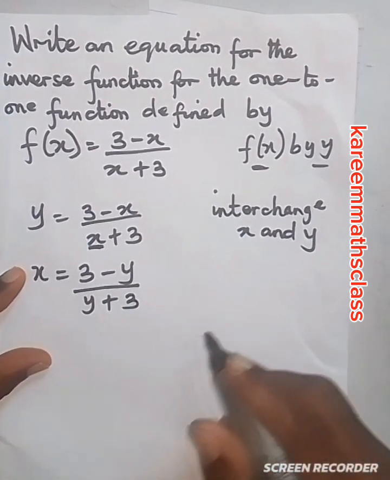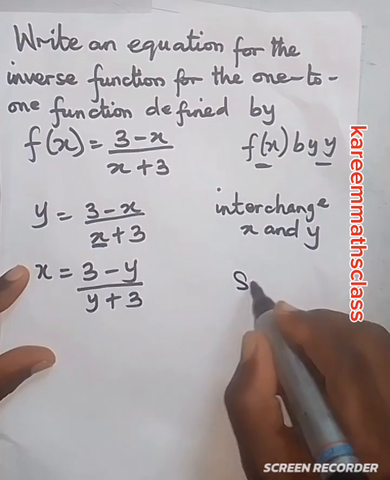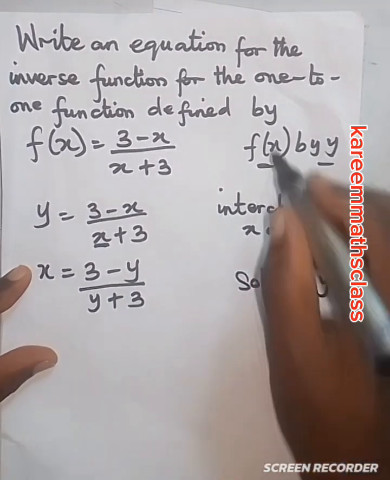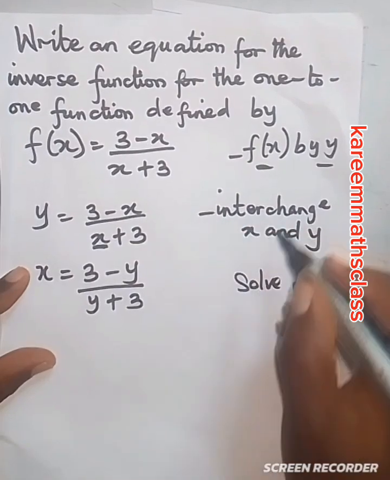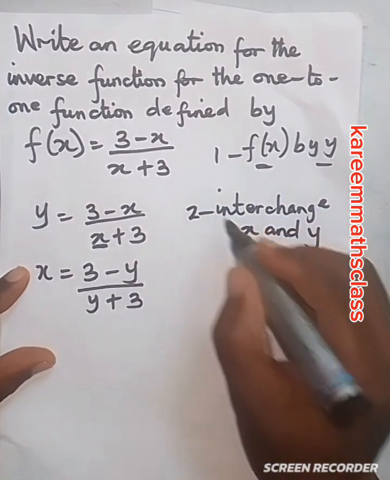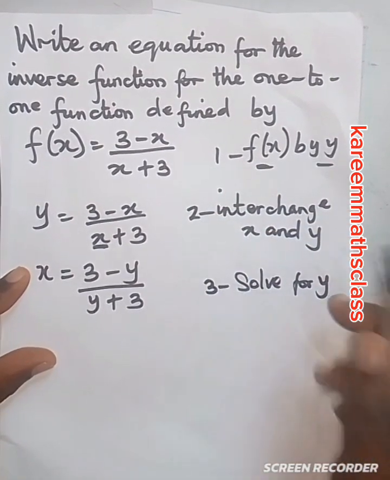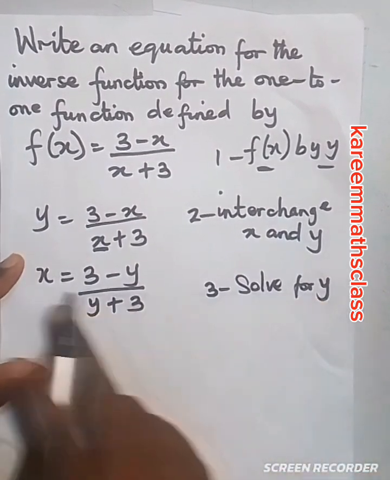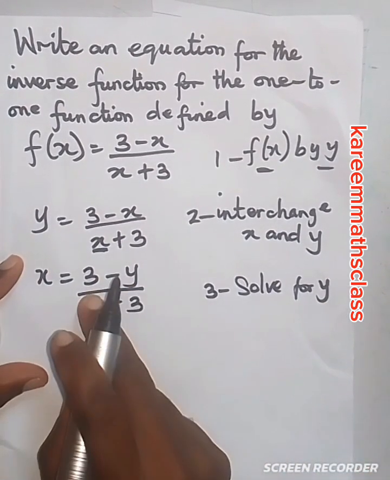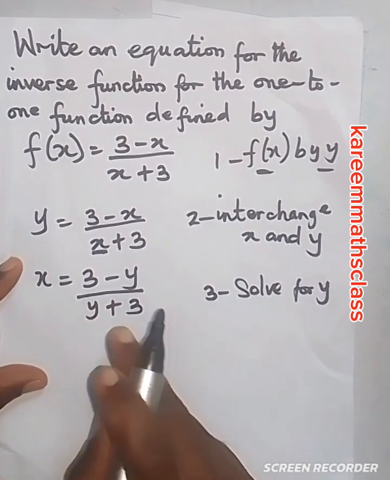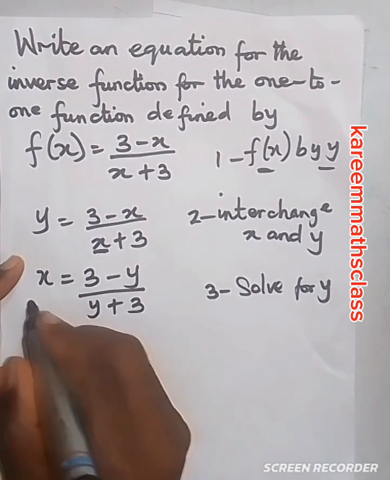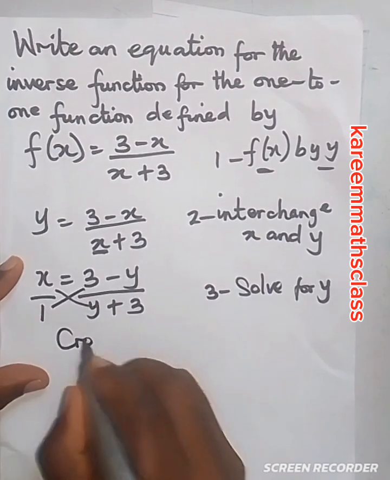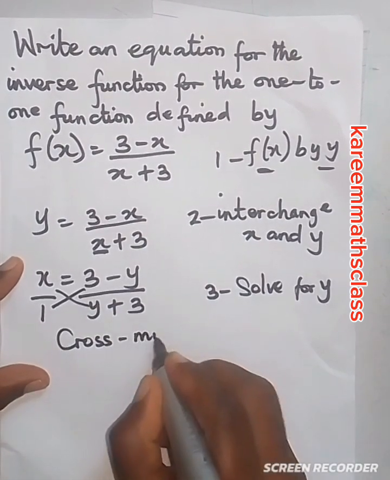Then we go to our step 3. Our step 3 says we should solve for y. These are step 1, step 2, and our step 3. We should solve for y. So how do we solve for y? We have x is equals to 3 minus y over y plus 3. So to solve for y, you do what we call cross multiplication. So that means we're going to cross multiply.